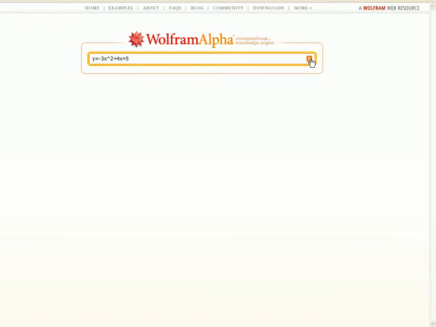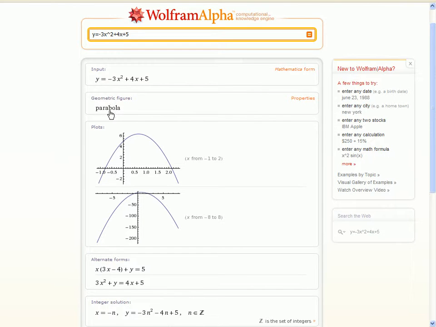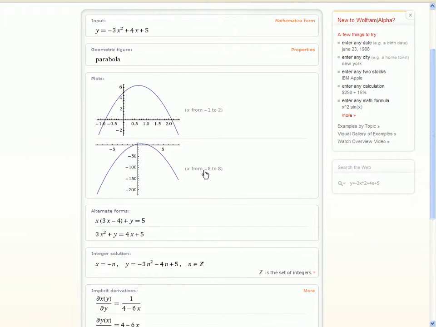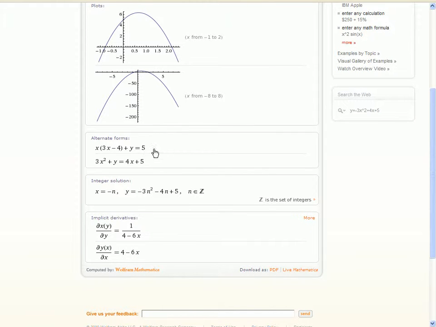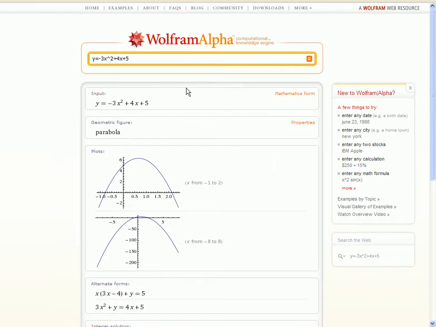Compute. Again, it says it's a parabola, which is right. It gives 2 plots of it. One where x is ranging from minus 1 to 2, and one where x is ranging from minus 8 to 8. There are some alternate forms it gives, and the derivatives. So let's move on.